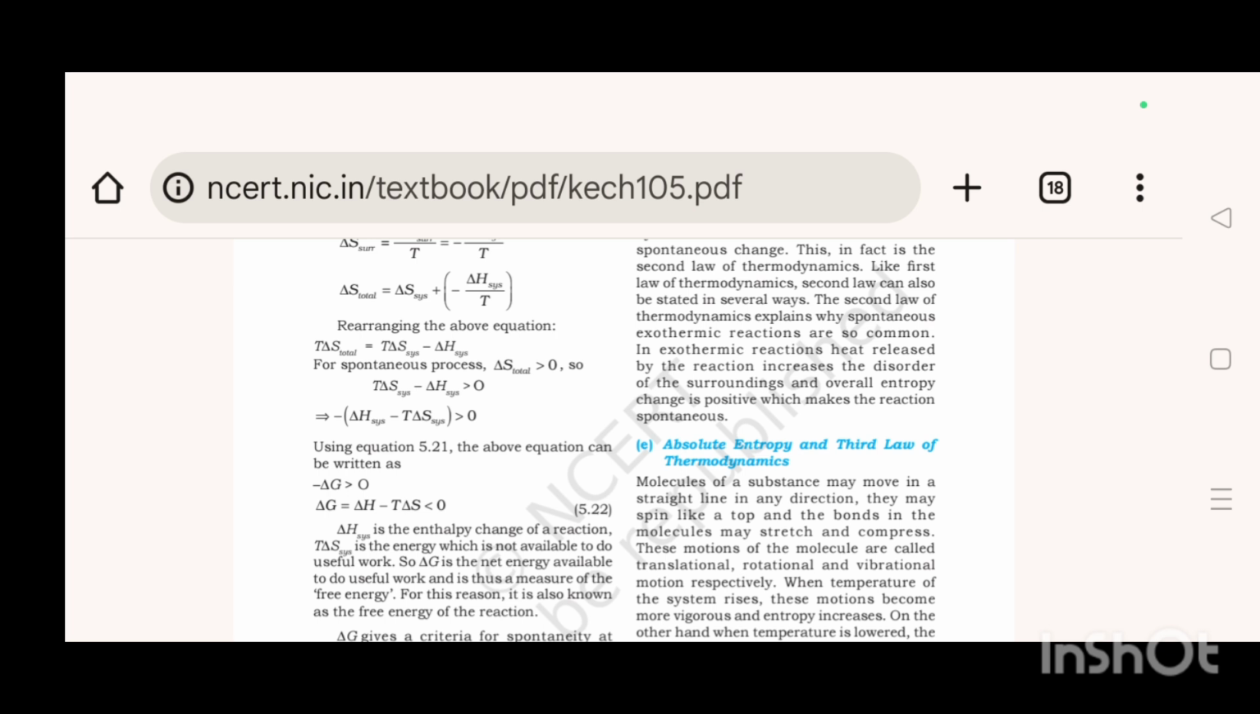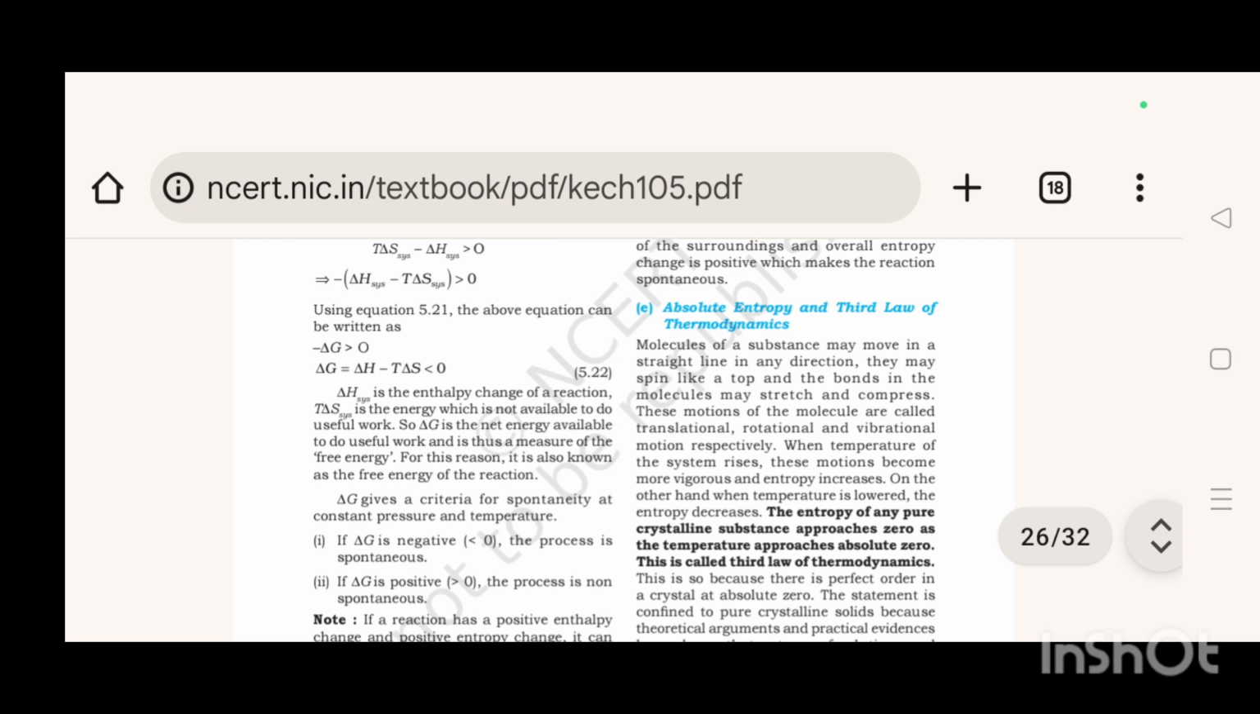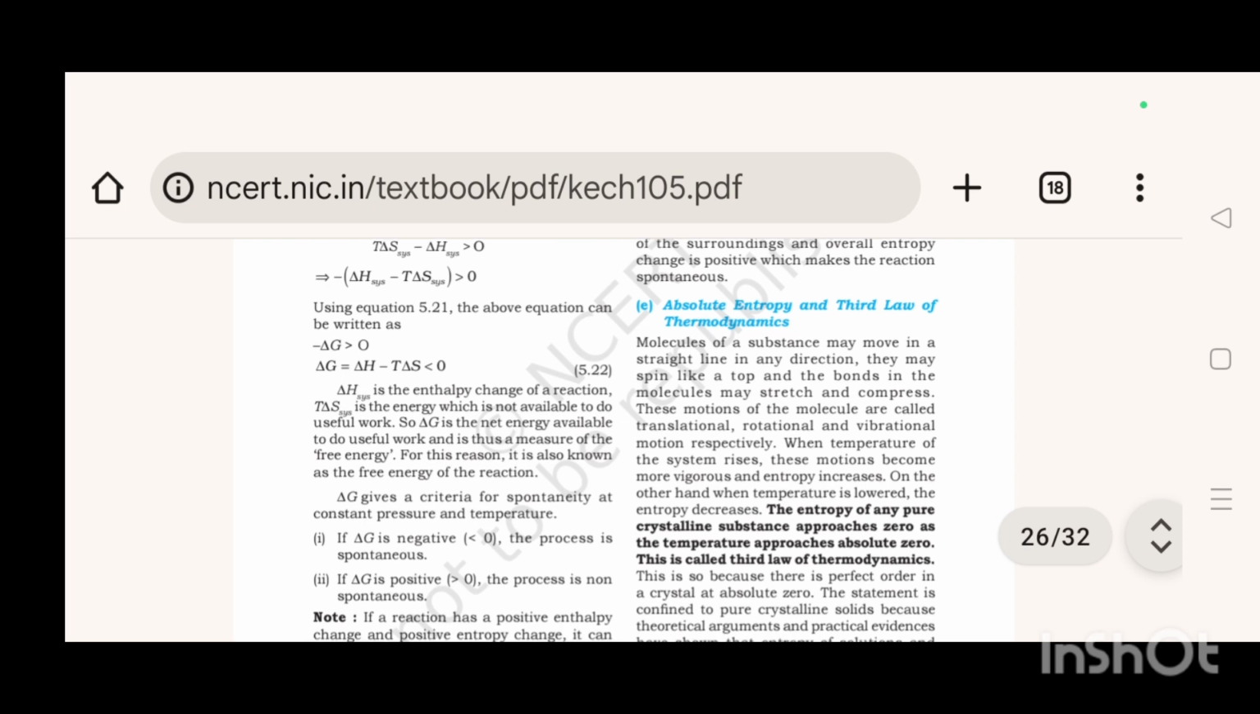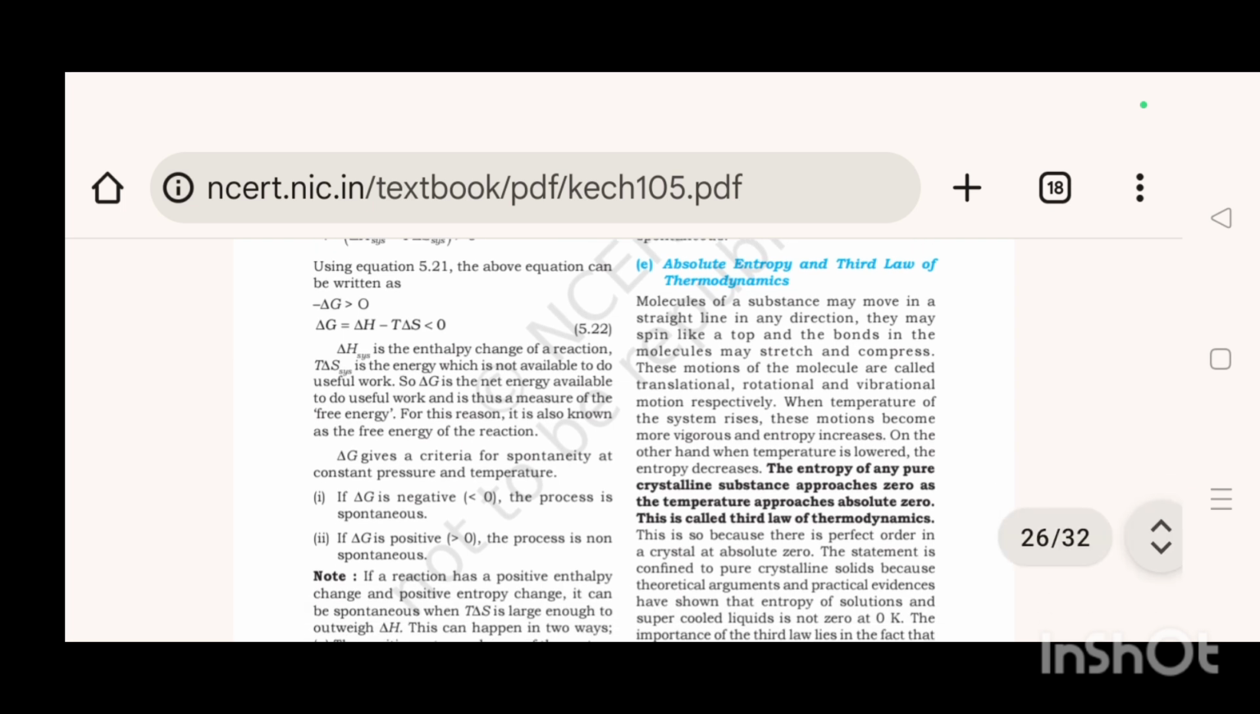Delta H system is the enthalpy change of a reaction. T delta S is the energy of the reaction which is not able to do useful work. So delta G is the net energy available to do work, and is thus a measure of the free energy. For this reason, it is also known as the free energy of the reaction. Delta G gives a criterion for spontaneity at constant pressure and temperature. If delta G is negative, the process is spontaneous. If delta G is positive, the process is non-spontaneous.